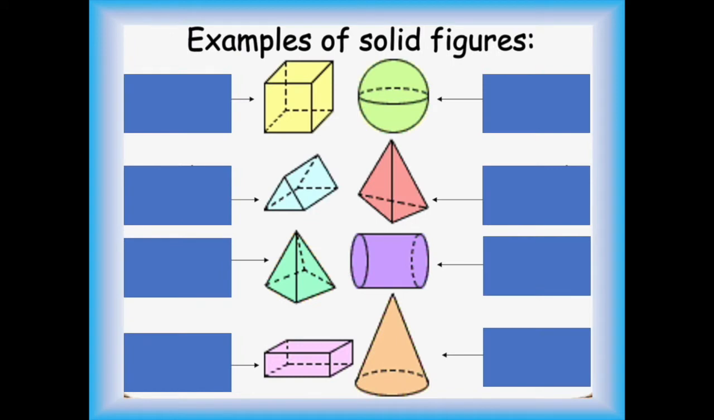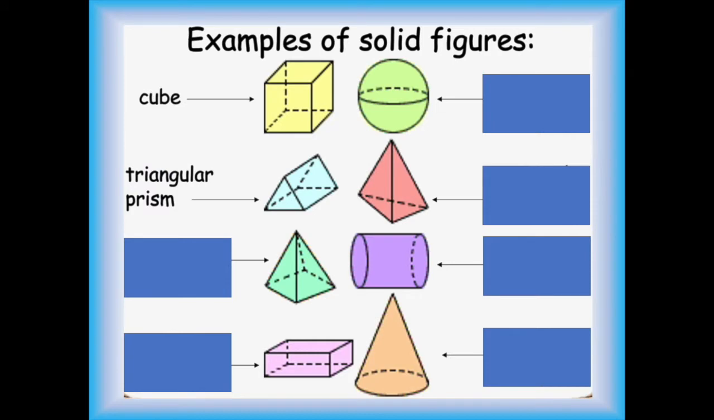Now we're going to look at some examples of solid figures. Starting with the top left yellow figure. Do you know what this one is called? Ready? Cube. Now going below it. This is not one we've done this year. Here's a hint. It has triangles on the side, but it's not the one that we've looked at before that's right below it. This is, ready?